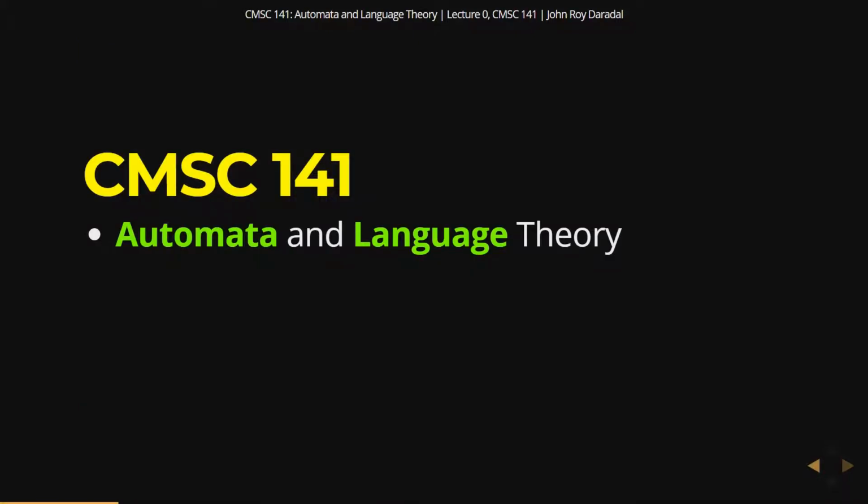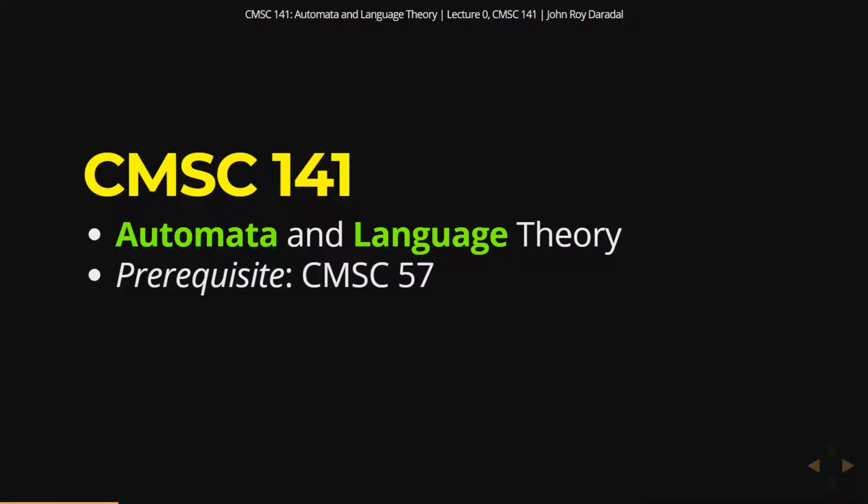An automata is basically an abstract computing device, okay? And we'll focus on automaton or automata throughout this subject. But the formal title of ComSci 141 is actually Automata and Language Theory. So later on, we will find out that automata and language come hand in hand because a certain automaton type has a corresponding language class that it belongs to. Okay, so we'll learn more about that in later lectures.